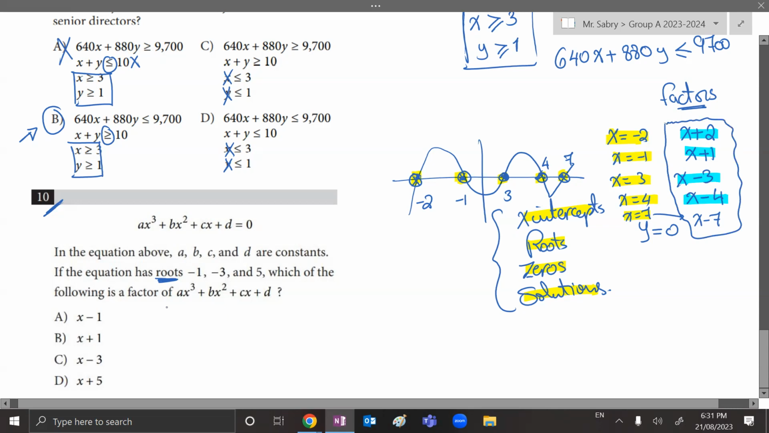So now, because he gave me the roots, which are -1, -3, and 5, I know that the factors he's asking about are supposed to be x plus 1, x plus 3, and x minus 5. So which one of those is the option available? It's B. Does this make sense? Sorry, you're right, -5, the opposite sign. Does this make sense? Okay, now you understand.